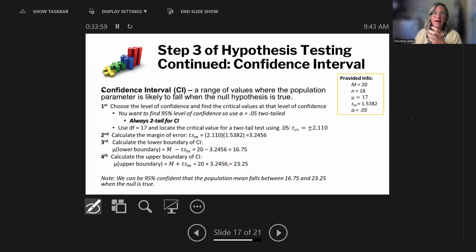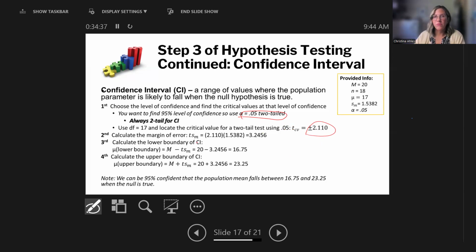So it's that range of values where the population mean is likely to fall if the null is true. So first thing we're going to do is get our critical value for 0.05 2-tail, right? For 2-tail. Because this original test was 2-tail, we can use the same. But if the original test was not 2-tail, if it was 1-tail, we have to go back into our t-distribution table and find the critical value for 2-tail. So our critical value is positive and negative 2.110.